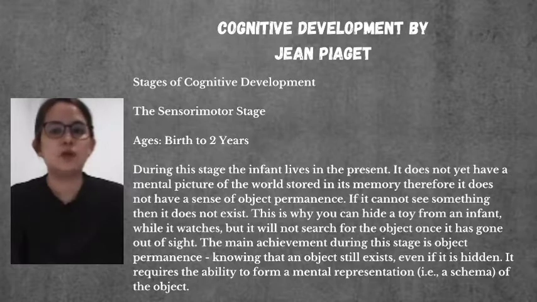This is why you can hide a toy from an infant while it watches, but it will not search for the object once it has gone out of sight. The main achievement during this stage is object permanence, knowing that an object still exists even if it is hidden. It requires the ability to form a mental representation of the object.